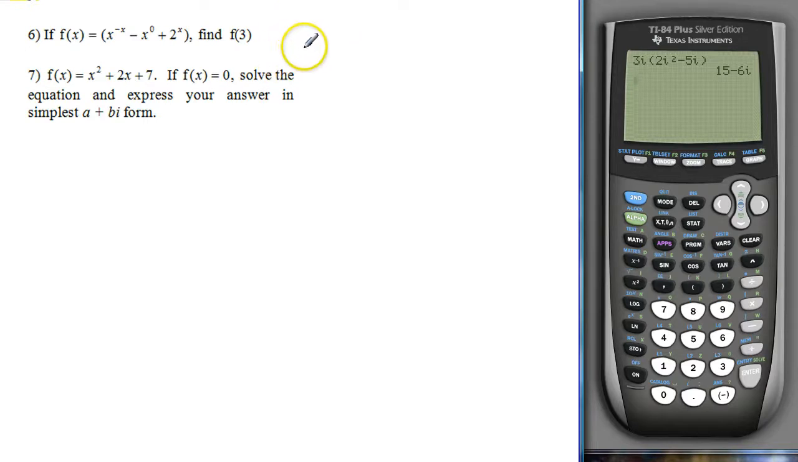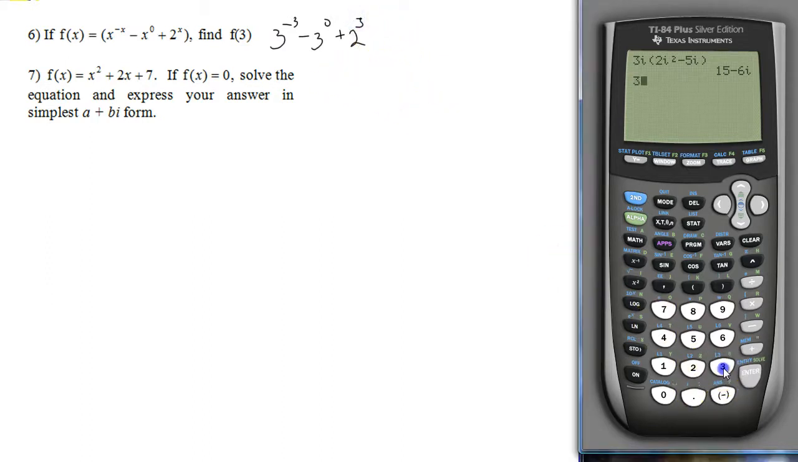Number 6, we're going to evaluate the function at 3. So this is going to be 3 to the negative 3. Wherever you see x, you plug in 3. Minus 3 to the 0 plus 2 to the 3. Now you could do this in pieces, or you can type it right in the calculator one shot. So I'm just going to punch it in. 3 caret negative 3 minus 3 caret 0 plus 2 caret 3. And I get 7 and change. I'm going to math frac that, convert it to a fraction, and you get 190 over 27.